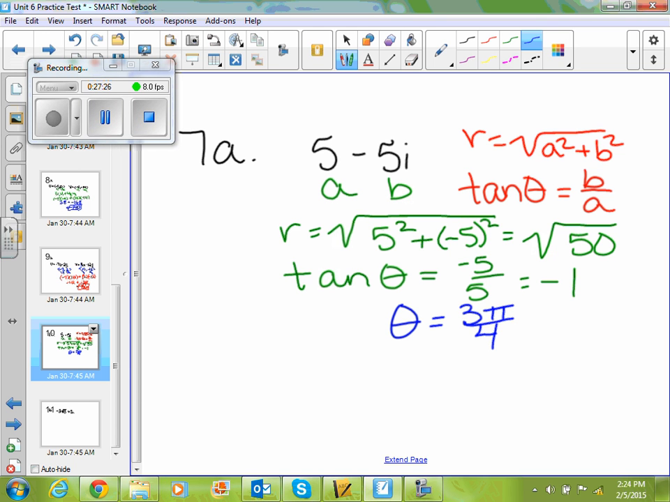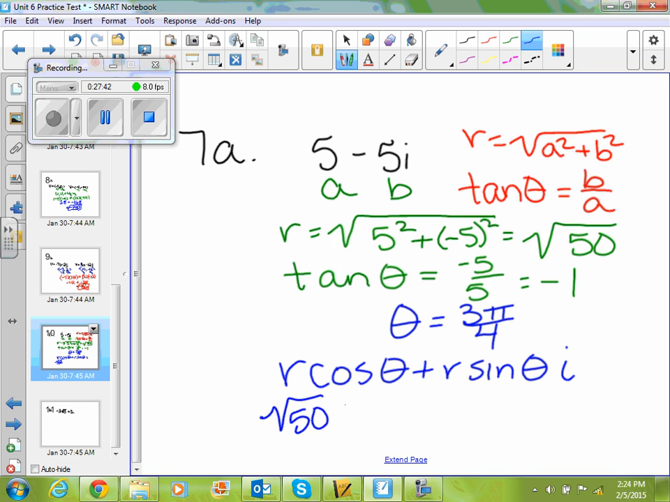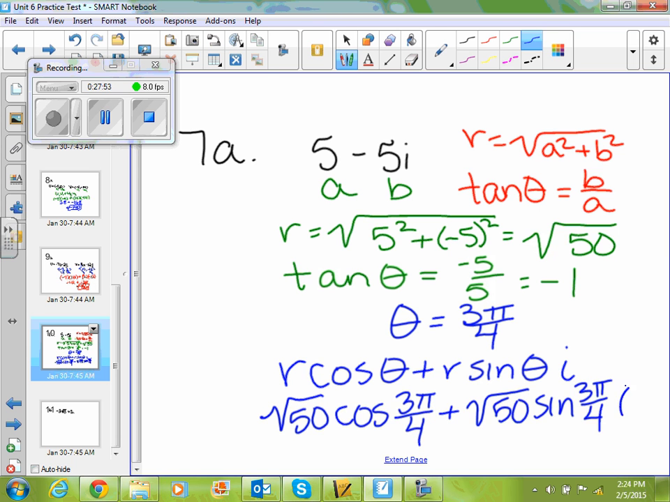So then if I put this all together, I know that I need r cosine of theta plus r sine of theta i to be my complex number. So r is the square root of 50. Theta is 3 pi over 4. So the square root of 50 cosine of 3 pi over 4 plus the square root of 50 sine of 3 pi over 4 i.